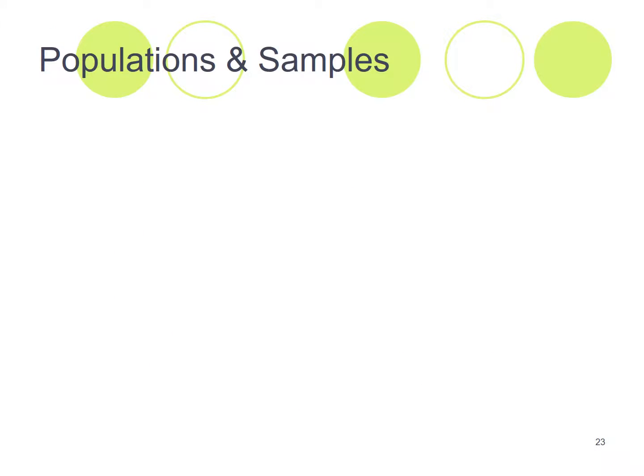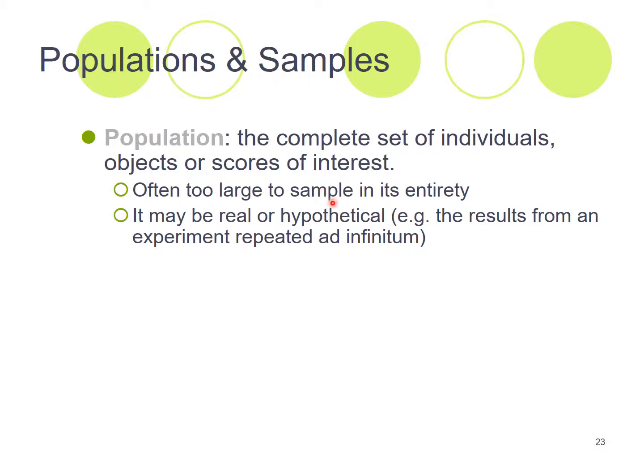Samples. The population. This is the complete set of individuals, objects, or scores of interest. So, for example, if you wanted to find out what the population of Ireland felt about a particular topic, that would mean asking every single person in Ireland from age 0 up to 120 what they felt about it. Often this is too large and it's too difficult to do in its entirety. Okay. Now, the population of a particular class, that's every member of the class, that's a much smaller population, and it might be practical to ask the full population in a smaller group like that.